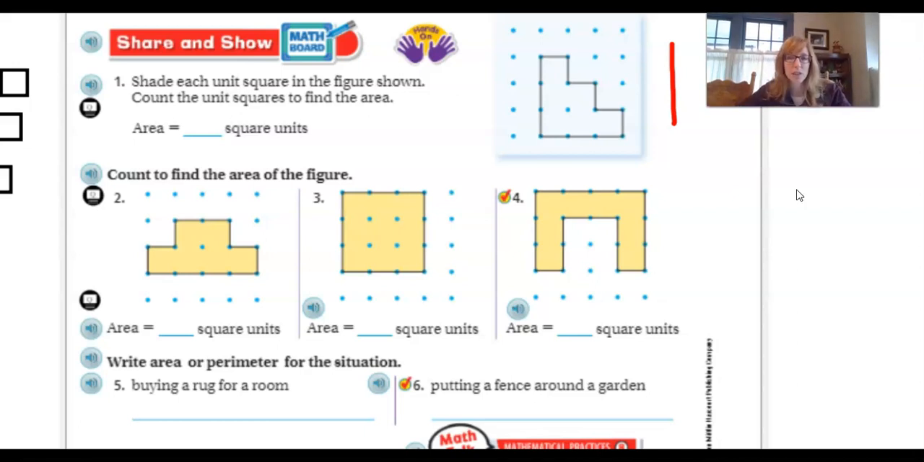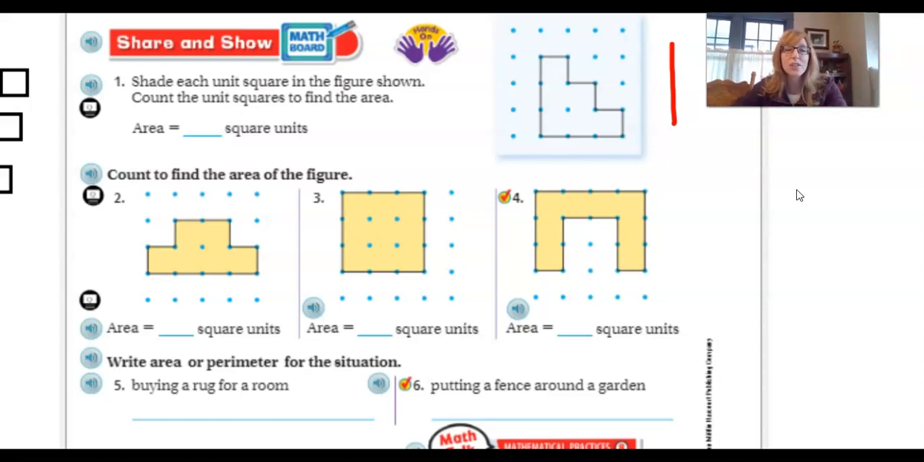So as you can see, I showed you how to use the formula and how to count the inside. Professor Berger only did the counting of the inside, which is perfectly fine because the units inside that cover the flat surface, that's the area that we're looking for. So we are going to go to your book, look at question number 1.